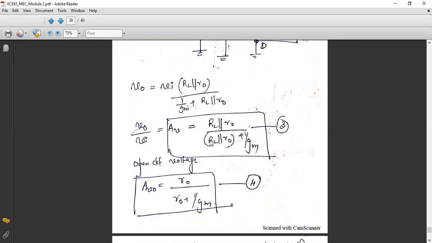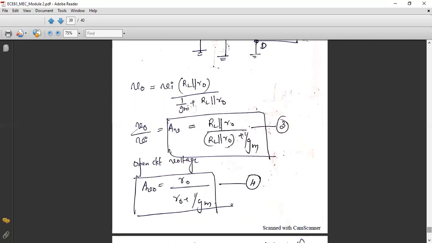So what is the difference between Av and Av0? How are you going to find Av0? Just by discarding RL. We are discarding the RL load. We are open circuiting this load resistance, neglecting this RL and rewriting this equation so that it becomes the open circuit voltage gain.